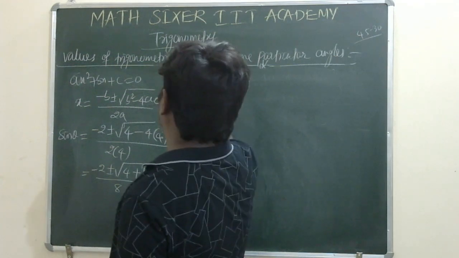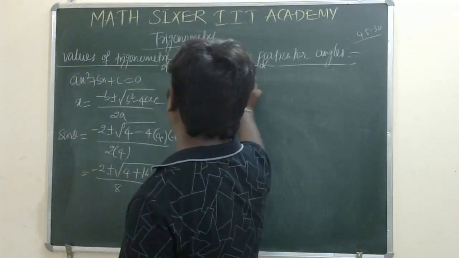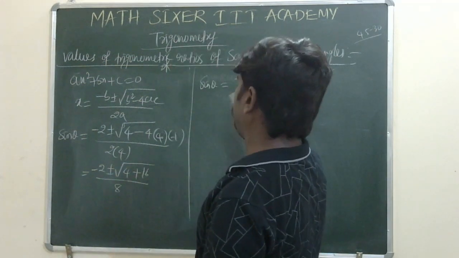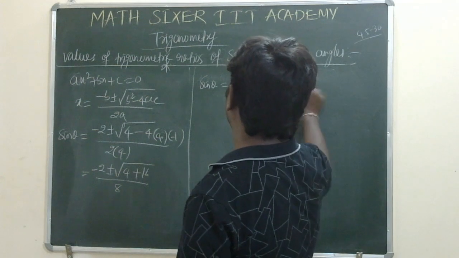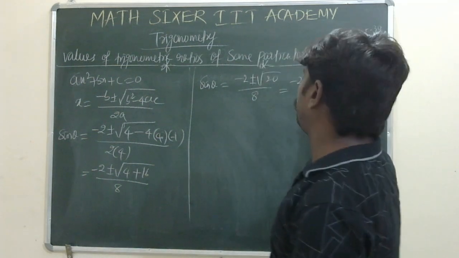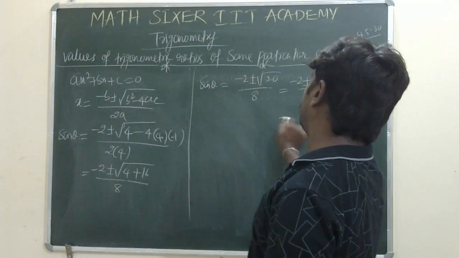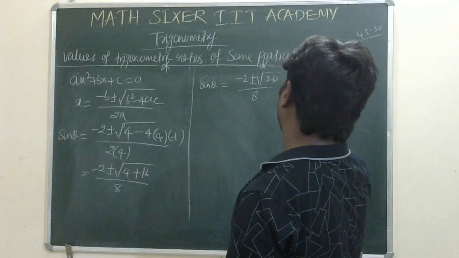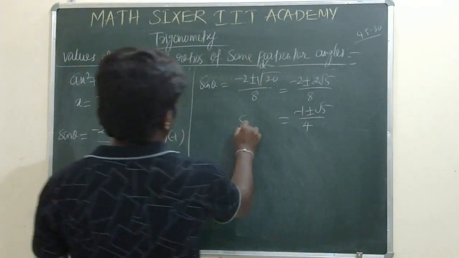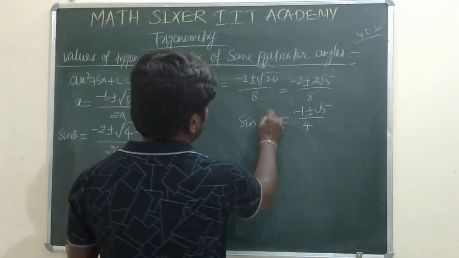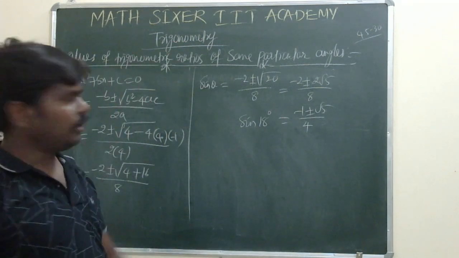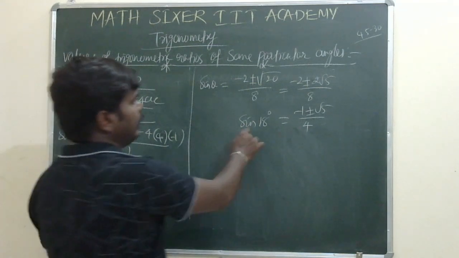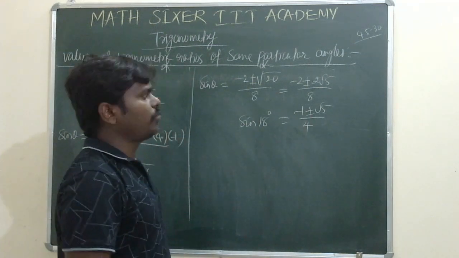So sin theta is equal to what? Minus 2 plus or minus square root of 16 plus 4 is 20, divided by 8. So here minus 2 plus or minus, square root of 20 we can write as 2 root 5, divided by 8. So when you take 2 common and cancel with the denominator, you will get minus 1 plus or minus root 5 by 4. So here what we have considered as theta is 18 degrees. Okay, this is our first step. Theta is taken as 18 degrees. So sin 18 degrees is equal to minus 1 plus or minus root 5 by 4 we have got.